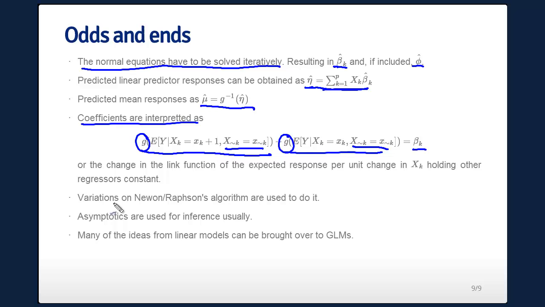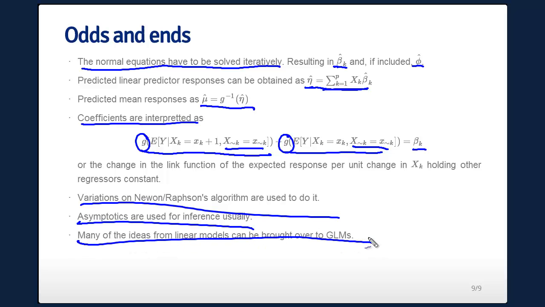For the iterative solving, it's variations of Newton-Raphson. For inference, it's almost all asymptotics, with some exceptions, but that we won't cover in this class. And then many of the ideas from linear models can just be brought over to GLMs. So if you have a good understanding of linear models, that will help you a lot with understanding GLMs. Okay, and then in the next lecture, we'll start going through some examples.